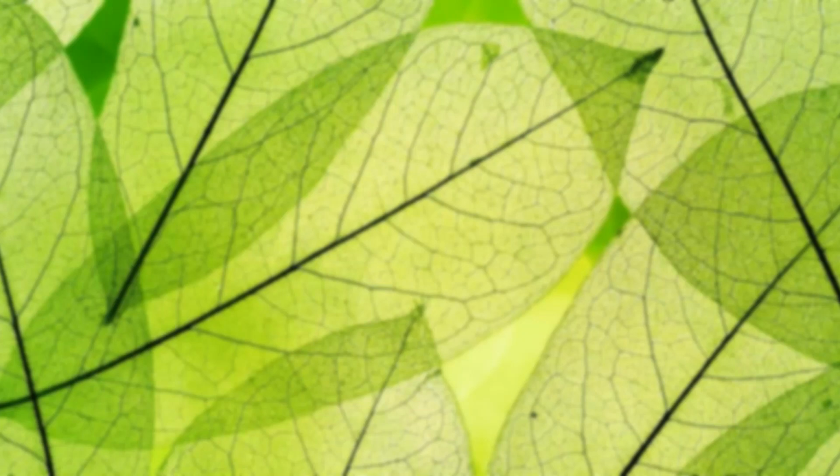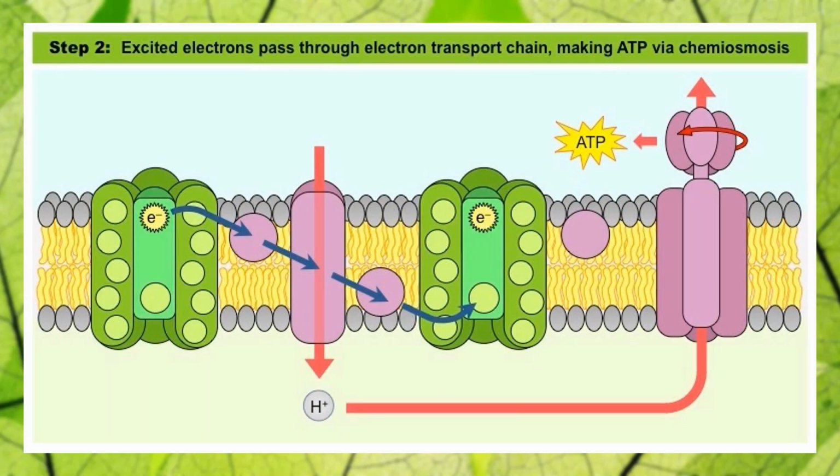Step 2. Production of ATP via an electron transport chain. Excited electrons from photosystem 2 are transferred to an electron transport chain within the thylakoid membrane. As the electrons are passed through the chain, they lose energy, which is used to translocate hydrogen ions into the thylakoid. This buildup of protons within the thylakoid creates an electrochemical gradient or proton motive force.